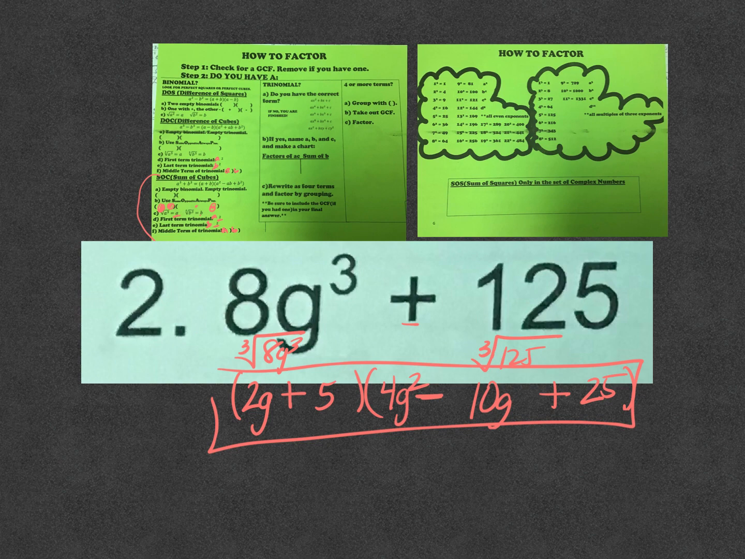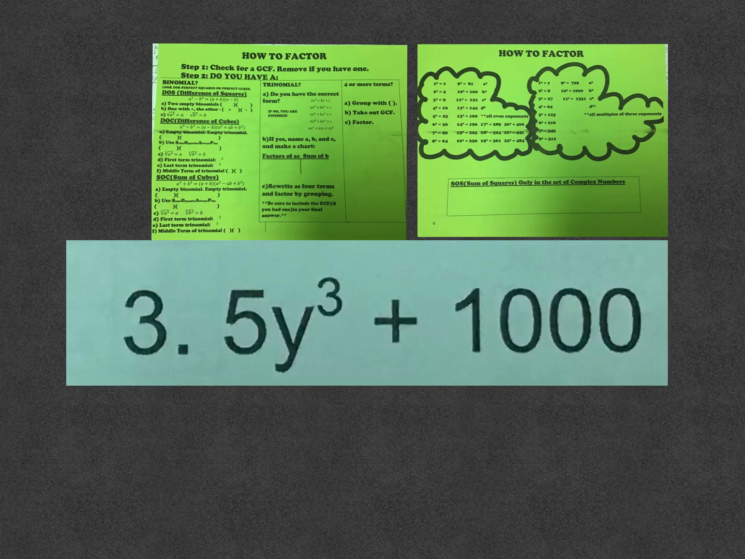Okay, moving on to the next one. 5y cubed plus 1,000. So as I look at that, I know that this term is divisible by 5. So I am going to take out my common factor of 5. I'm going to divide both of these by 5. Y cubed plus 5 goes into 1,000.